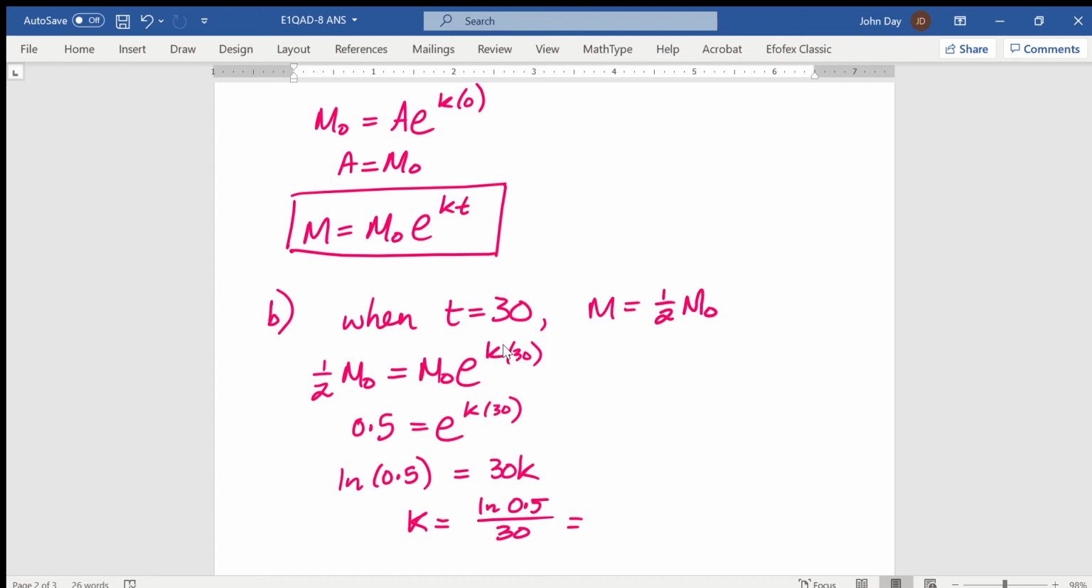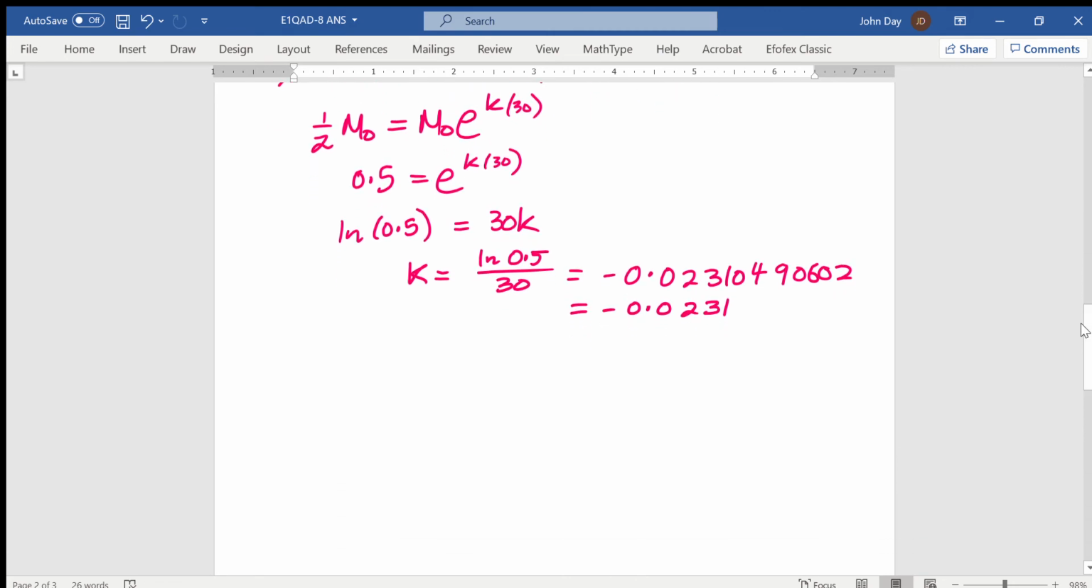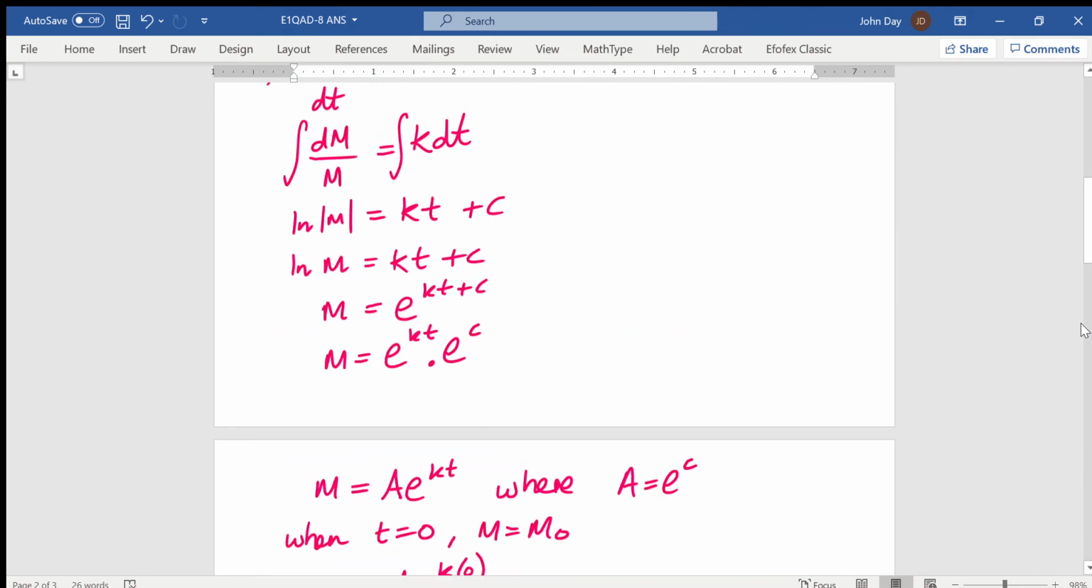And I just put that into the calculator, and the natural log of 0.5 divided by 30 is negative 0.02310490602. So oftentimes we go to 4 decimal places, so 1, 2, 3, 4. I might leave it at that. They haven't said. All right, what's the next thing we need to do?